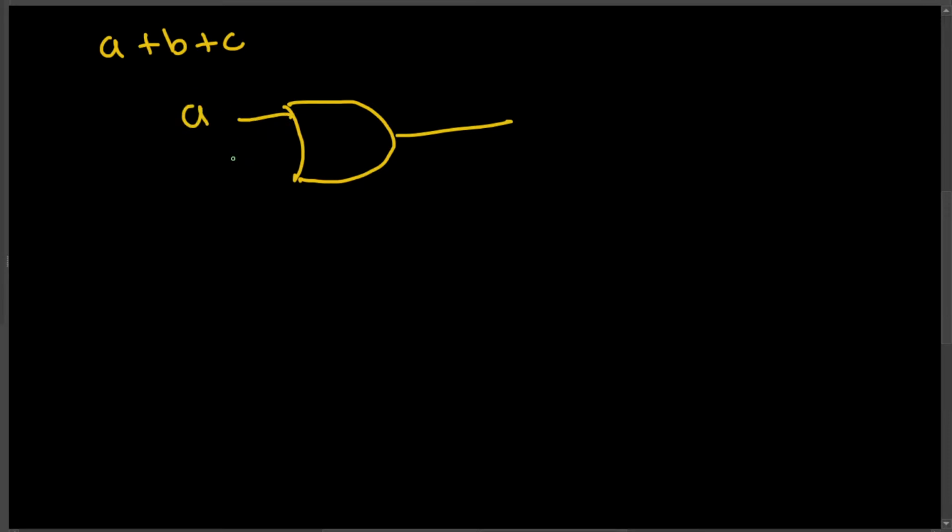Now let's look at this one. Let's say we have a plus b plus c. How can we express this in the diagram? We can put 3 inputs. We can have a 3 input OR gate, like a input and then b input, then c input. That's going to give us a plus b plus c, and this is an OR gate.